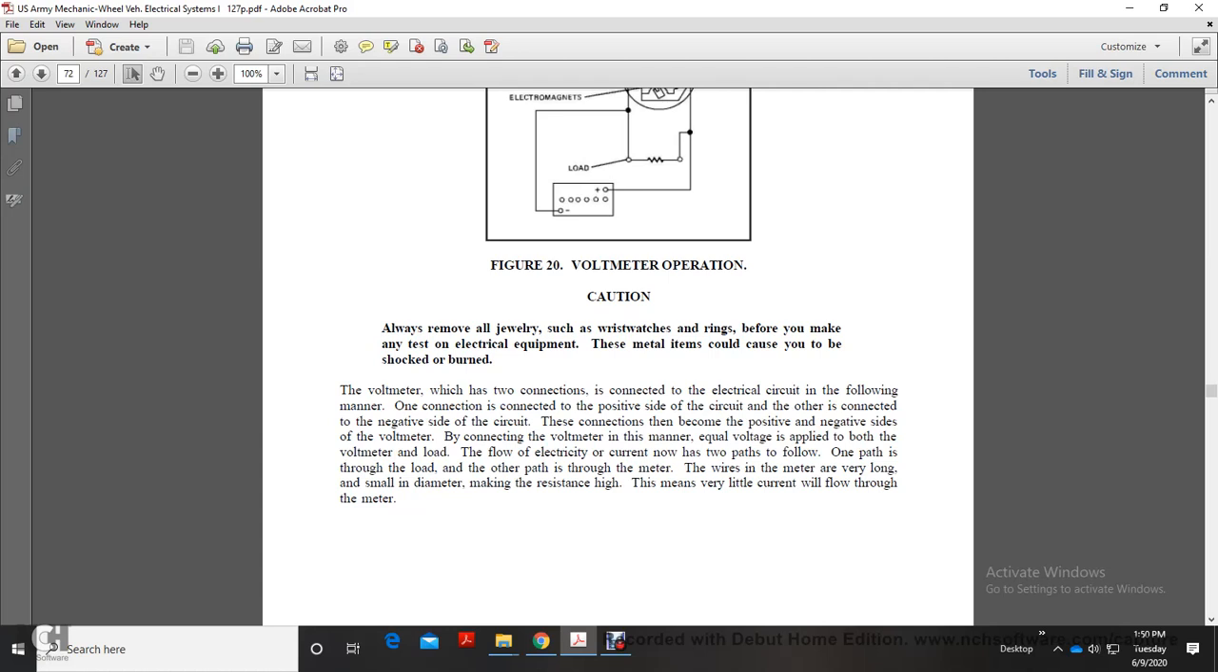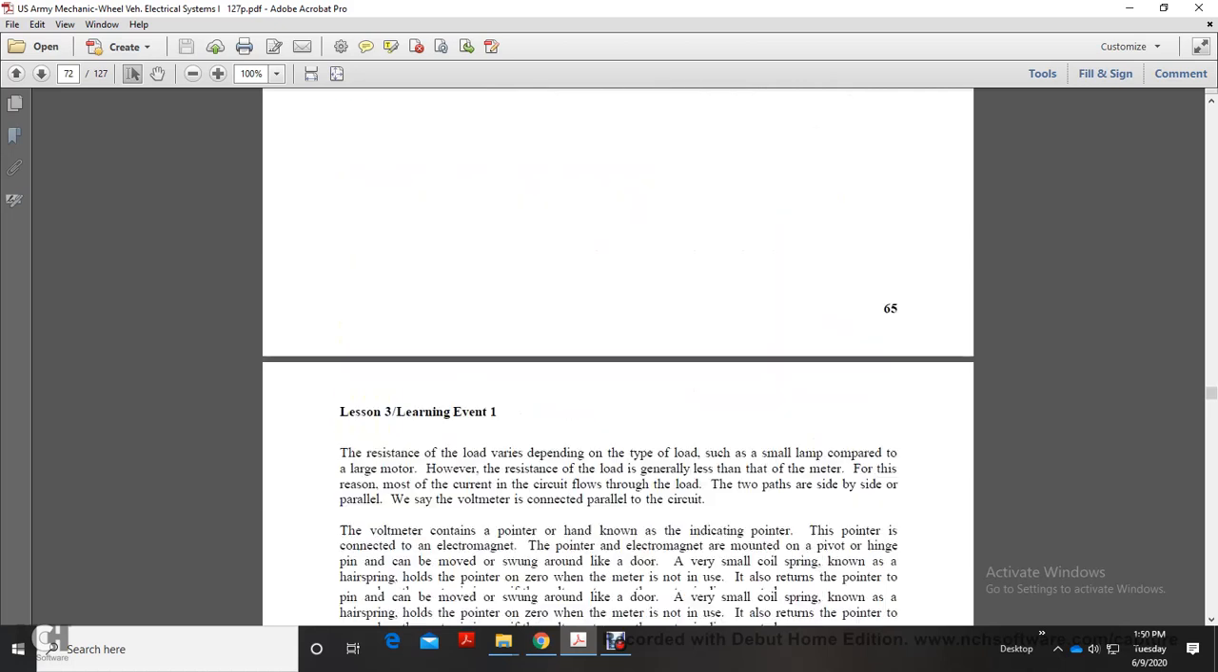By connecting the voltmeter in this manner, equal voltage is applied to both the voltmeter and the load. The flow of electric current now has two paths to follow. One path is through the load, the other path is through the meter. The wire of the meter is very long and small in diameter, making the resistance high. This means very little current will flow through the meter.